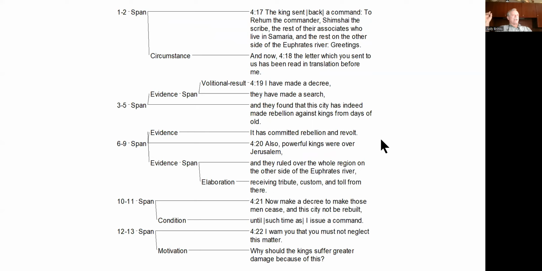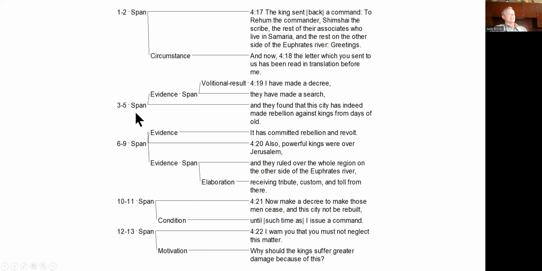And so in this case, you can see that the first span is the greeting, the actual subject of the letter. And then Artaxerxes made a decree, they made a search, and they found, and this is the core of the thing, they found that this city has indeed made rebellion against kings from days of old. So he made a decree, they found evidence, and they found this. And then further, also powerful kings were over Jerusalem.